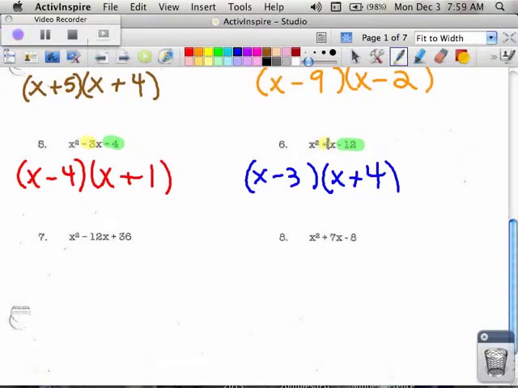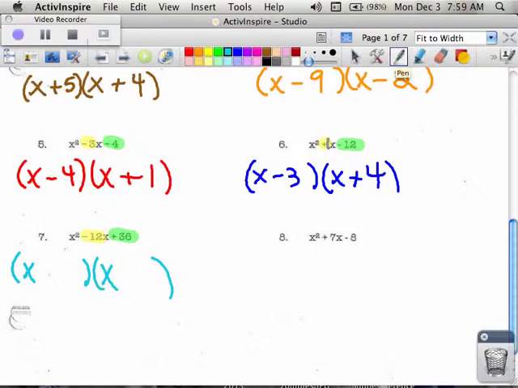And then the last row here on this page, I look to see if there's anything that goes into all of them. I don't see anything, so I write down x times x in the front of my parentheses. Don't forget you have to have parentheses, 2 of them, when you're doing this process. I'm looking for two numbers. First, I'm looking for the numbers that multiply to give me 36, lots of combos, but they must also add to give me negative 12.